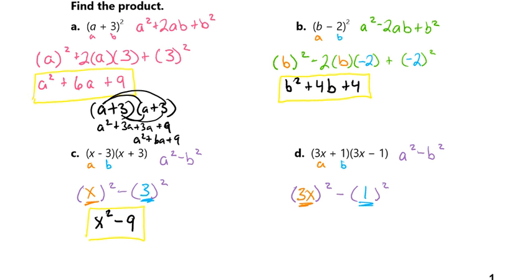Now I'm going to need to distribute my squared to both the 3 and the x. And so that's going to give me a 3 squared times x squared minus 1 squared is 1. So when I work this out, 3 squared is a 9, x squared is x squared, and then minus 1. And I'm done. And so that is how you can use the special products to help you find the product of a polynomial.